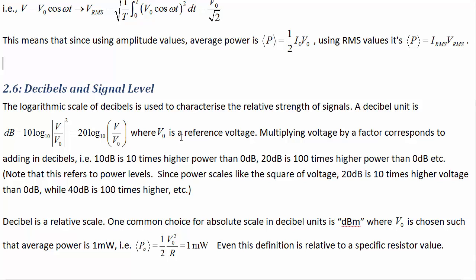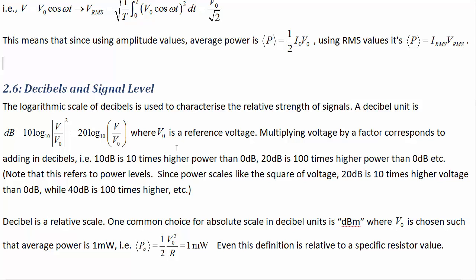2.6 Decibels and signal level. A logarithmic scale of decibels is used to characterize the relative strength of signals. We define a decibel unit as 1 decibel is 10 log 10 of the ratio of the voltage to the reference voltage squared. Now, you can take the square out and say that it's 20 times log 10 of the voltage divided by the reference voltage.